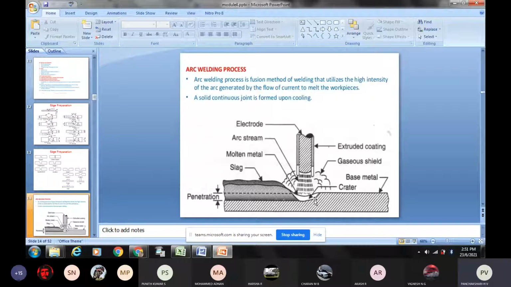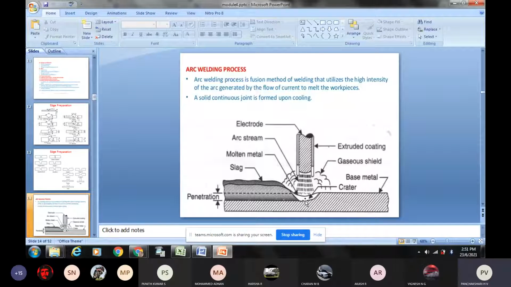At what rate? Very rapidly, instantly. This is called the electrode. When this electrode comes in contact with this, immediately within fractions of a second, the temperature will be developed to a severe temperature like 3000 degrees centigrade or 4000 degrees centigrade. So immediately this metal melts, and then it is converted into liquid metal.